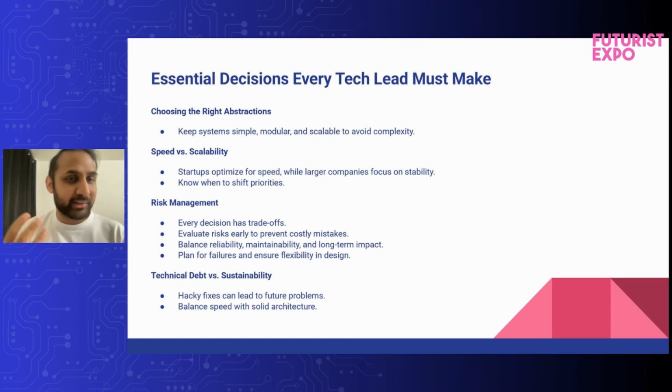Risk management is one of the other key decisions. So you need to know what kind of risk can happen if you do this project. You should be aware of that, so that in case it happens in future, you can make the decision to go back or use the plan B. And I think I already talked about the hacky fixes. It depends on the situation, but you should try to avoid them. For the future problems, you should focus more on solid architecture.